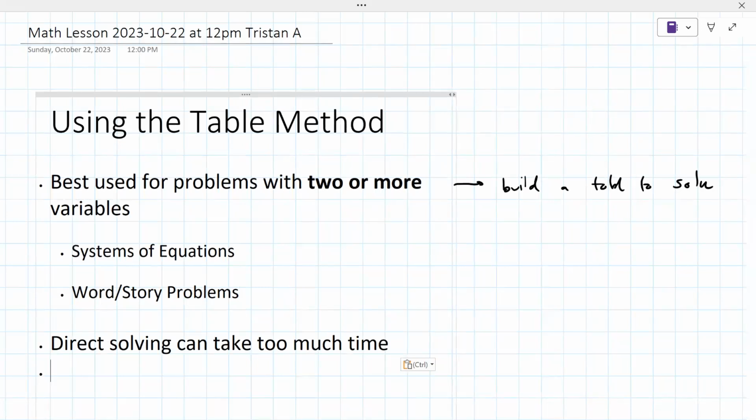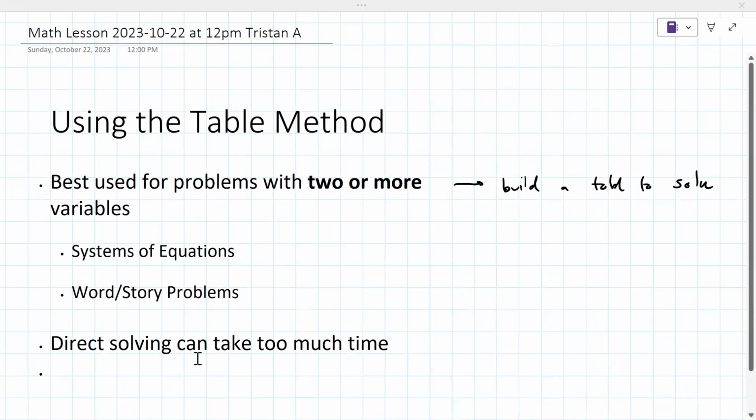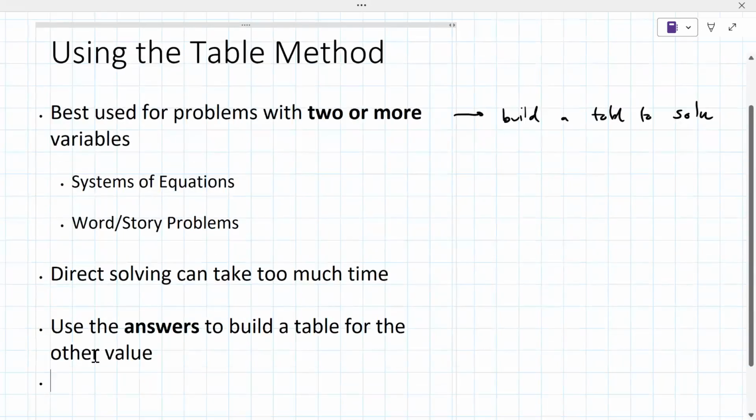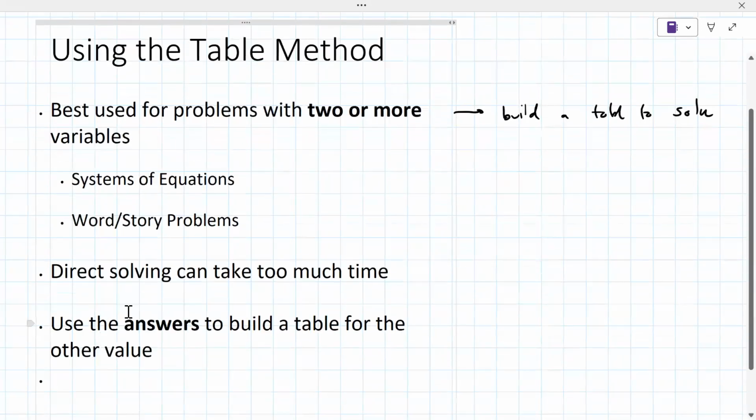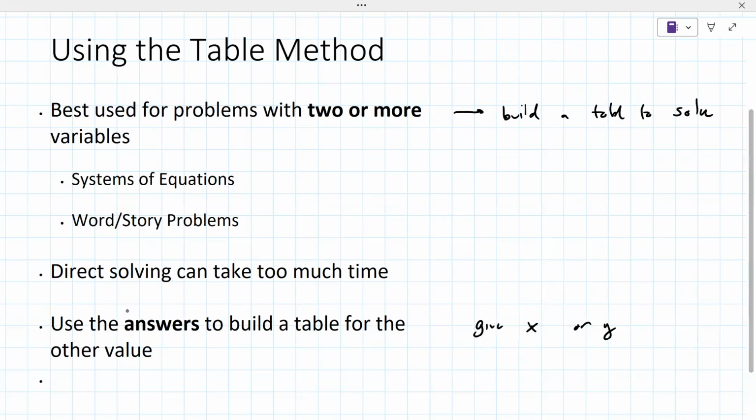To do this method, it's pretty straightforward. You use the answers because they typically give you X or Y, and then you use it to build the other variable, or they give you Y or X, they give you X to find Y or Y to find X kind of thing. And so you build this table and then you check your answers.